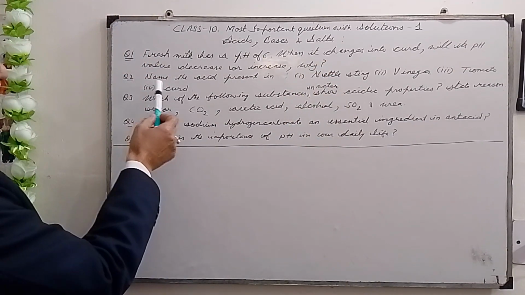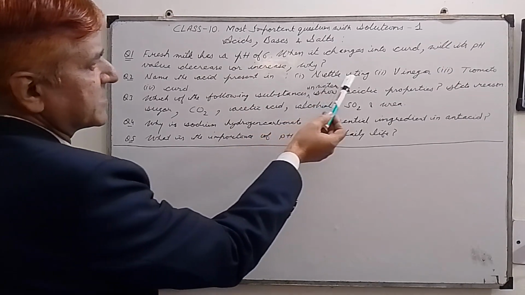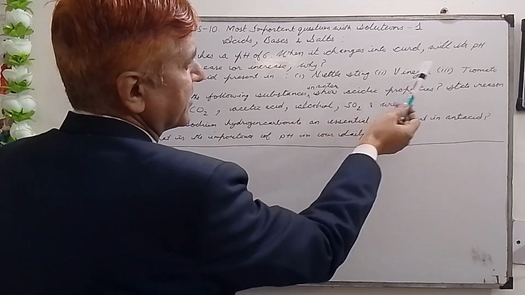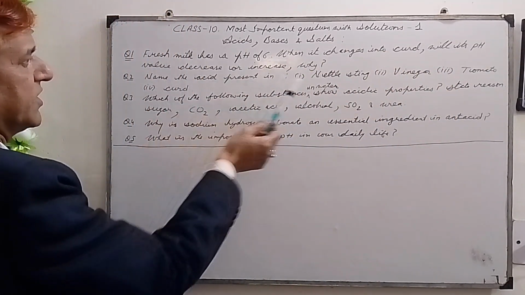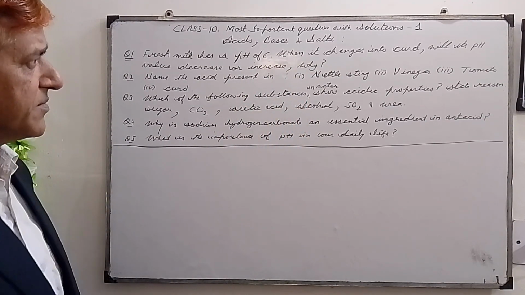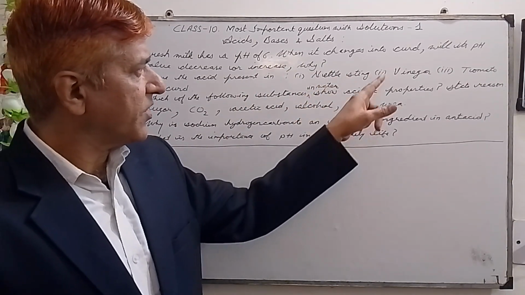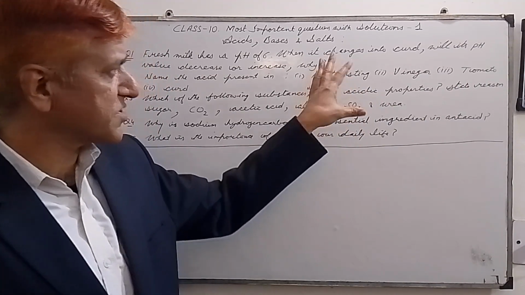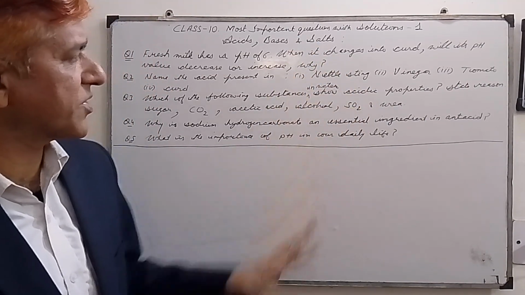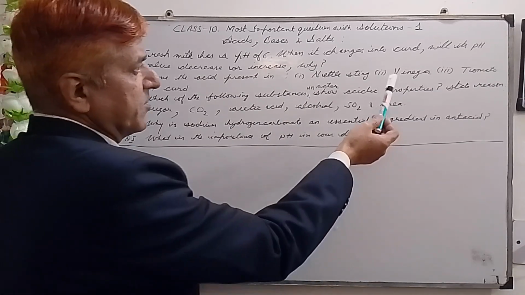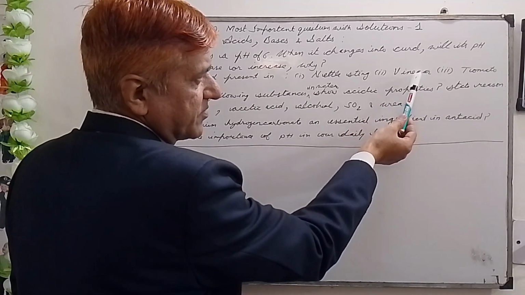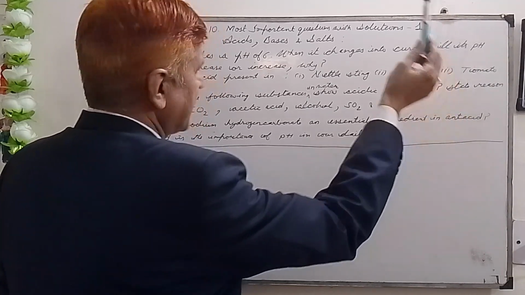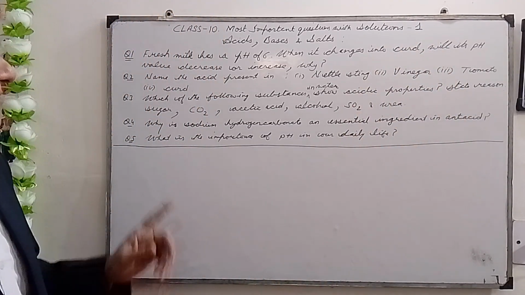Question number 2. Name the acid present in: 1, nettle sting; 2, vinegar; 3, tomato; 4, curd. So which acid is present in nettle sting? Methanoic acid or formic acid. My dear students, this is a very important question. All questions are very important actually. Number 2, vinegar: acetic acid is present in vinegar. Tomato: oxalic acid. Curd: lactic acid.